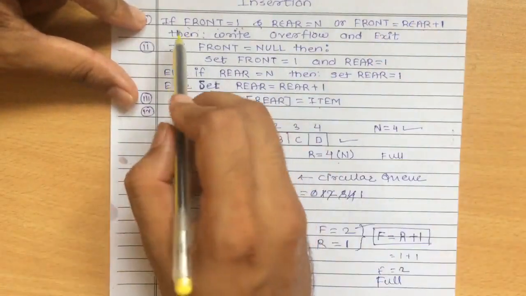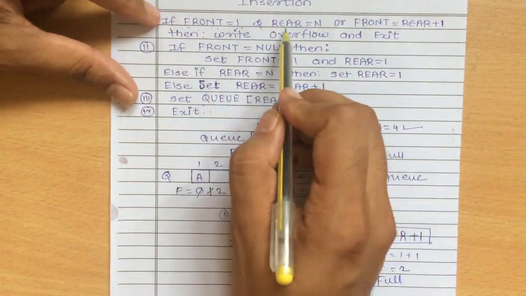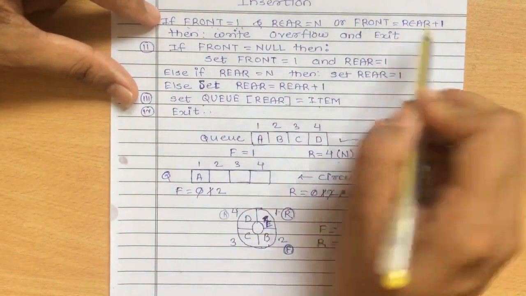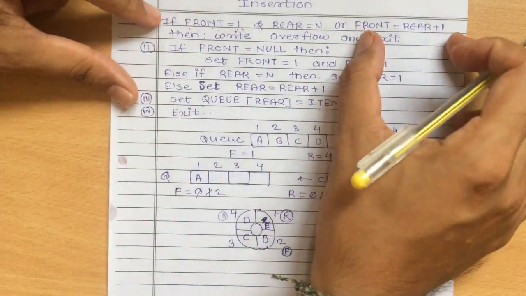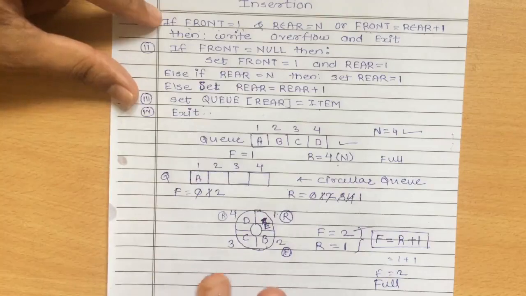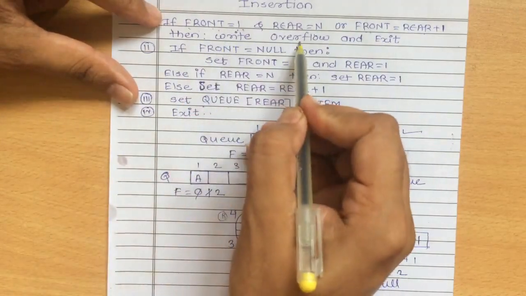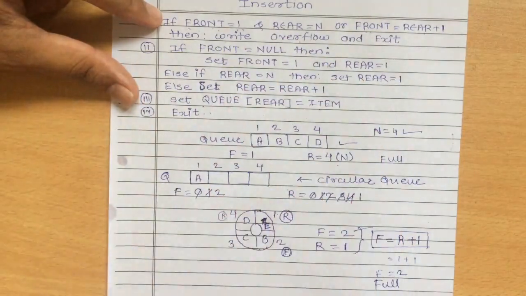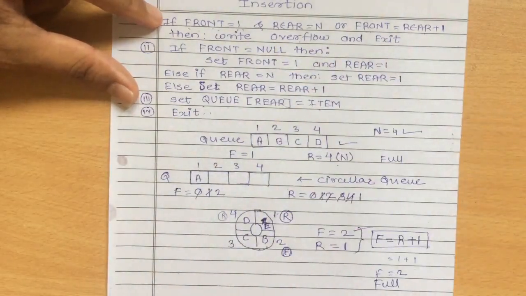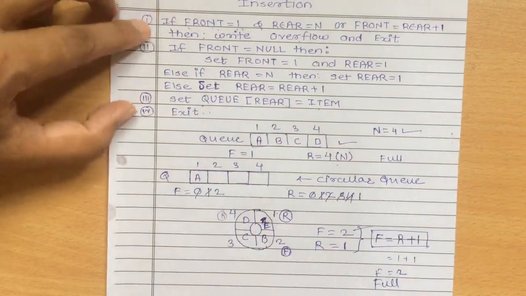Simply, when front is equal to 1 and rear is equal to n, or when front is equal to rear plus 1, if any one of these two conditions is satisfied, it indicates that my queue is full. So there is no space available to insert any element in the queue. So I will simply write overflow. That is, my queue is already full and it is not possible to insert any element in the queue, so I will write overflow and exit from the algorithm. I hope you understand why I have written this first condition.